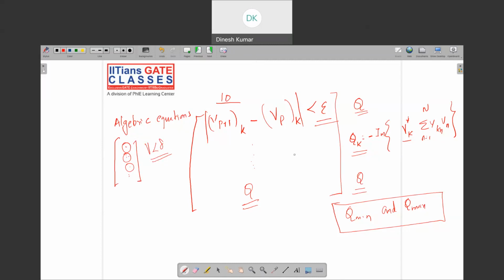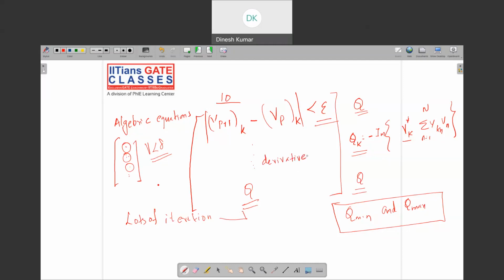Now in the next class, we can move to the Newton-Raphson method. Because the main drawback with the Gauss-Seidel method is that it requires lots of iterations to converge. So we have to find some method by which the number of iterations is very, very small. First we will study the Newton-Raphson method, then we will look at the fast decoupled study. These two are very important because the Newton-Raphson method is a derivative based method.